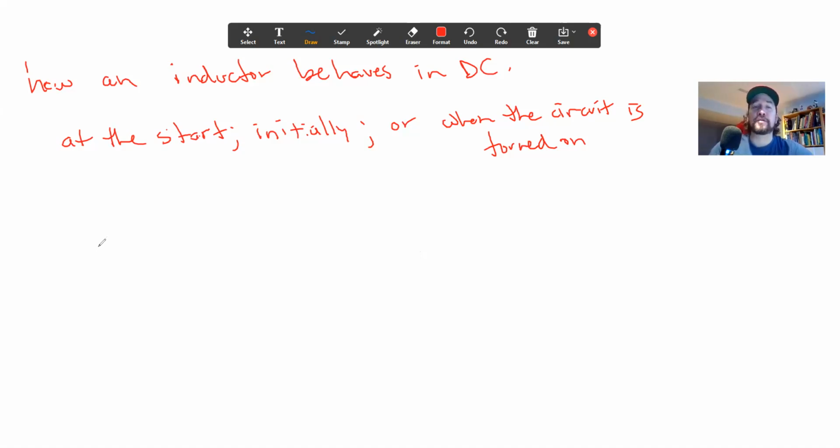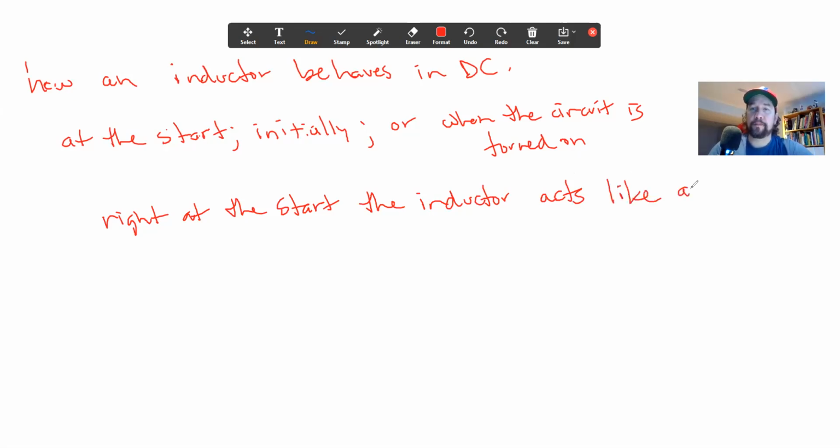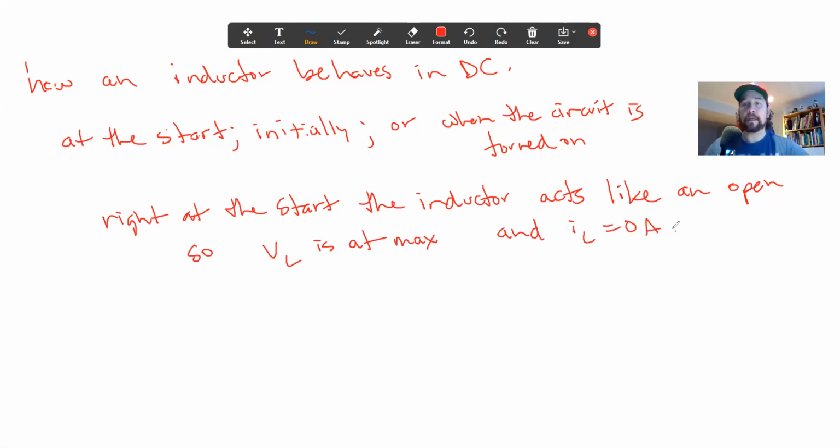An inductor is slightly different. Because it's a super long wire, right at the start, the inductor acts like an open. So VL is at max, and IL equals 0, right at the beginning. Literally a split second later, it's all gone.